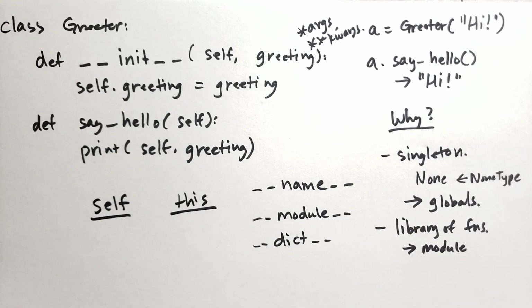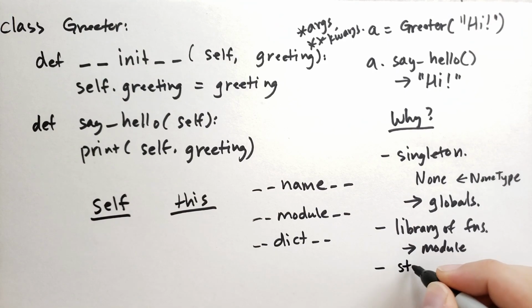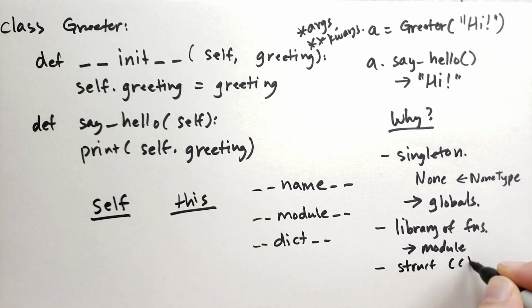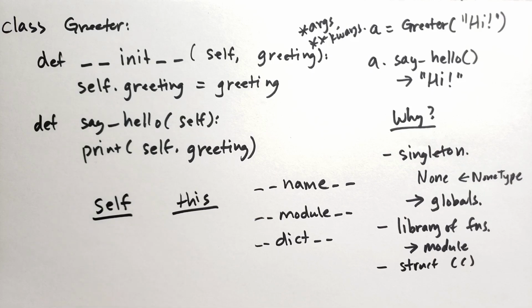The other type of thing I see is people using it like a struct. A struct is a concept from C. What a struct is, is basically an object with no methods that only has attributes. And so what they're basically using it for is like a namespace.